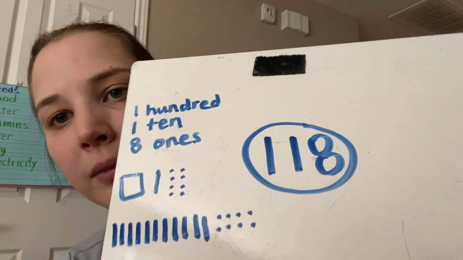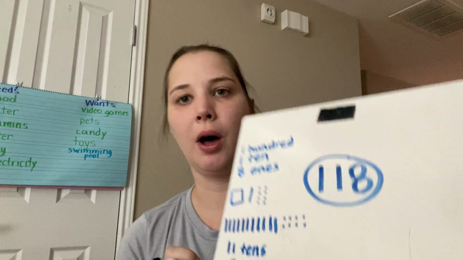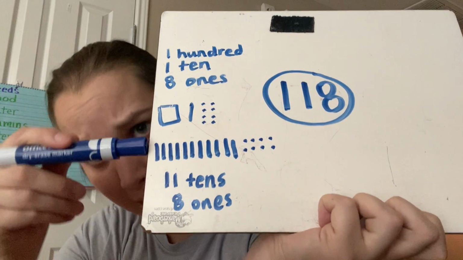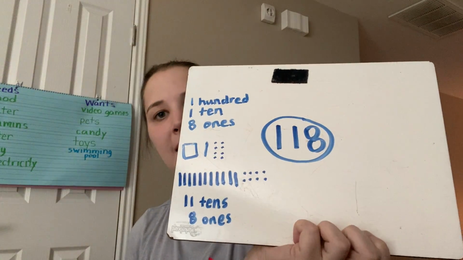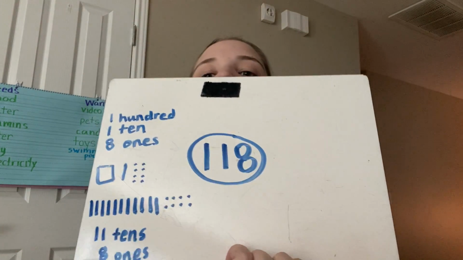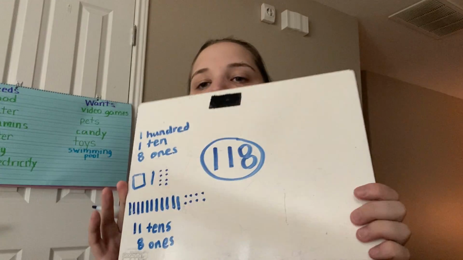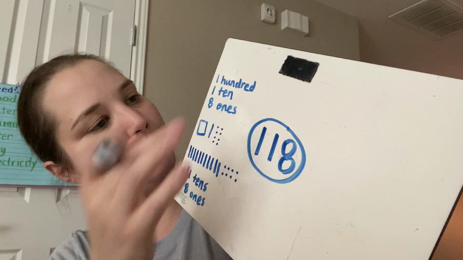And how many ones? We still have 8 ones and 8 ones. So already I have 1, 2, 3, 4 ways to show 118. Okay, and so now maybe we could think about putting it in numbers, doing expanded form. So let's look at what this would be in expanded form.